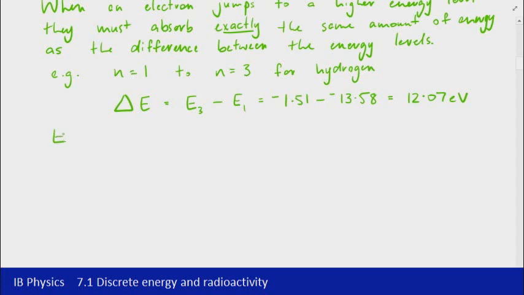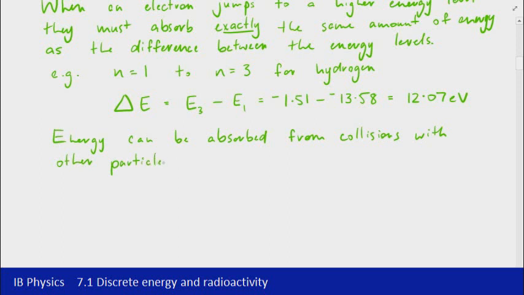Now, that energy can be absorbed from a few different sources. The first one, which is probably the most obvious, is collisions with other particles. By other particles, we literally mean anything, such as bombarding an atom with a beam of electrons or alpha particles, whatever it might be. If they have the right amount of energy, then they can cause that atom to be energized. The other one that we're going to focus on a little bit more in detail is photons of light.